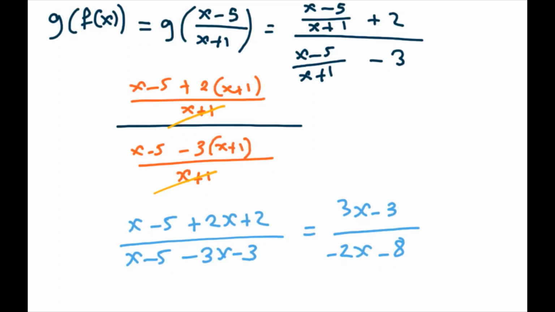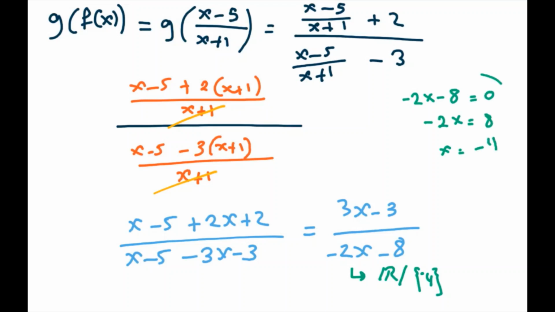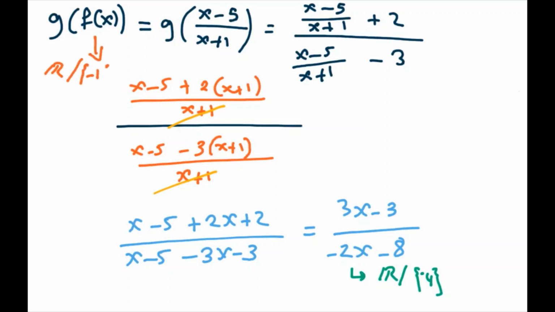Now the domain will be all real numbers except negative 4. It's basically negative 2x minus 8 equals 0. That's the reason behind it. And the domain of f(x) was all real numbers except negative 1. So the domain of g of f is going to be all real numbers except negative 4 and negative 1.